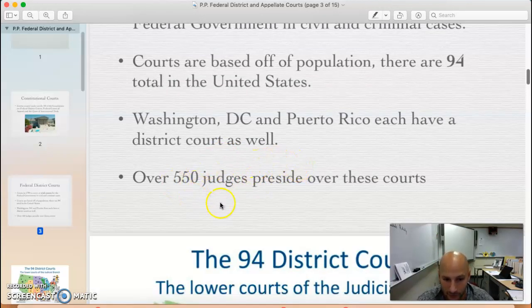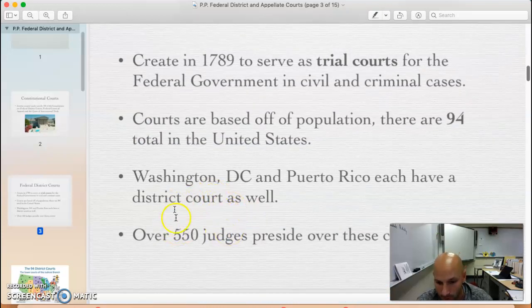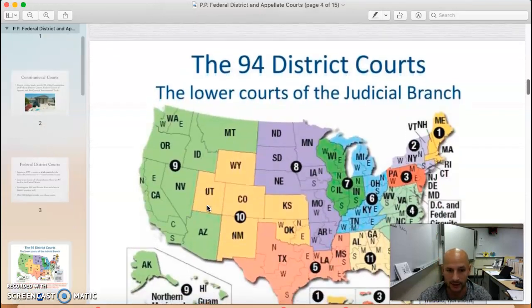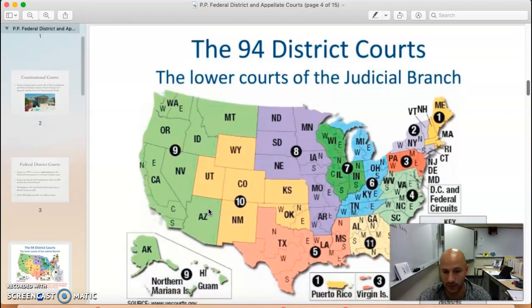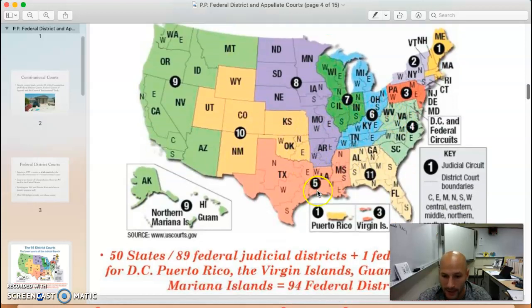There's over 550 judges that preside over these courts, and when they get moved around or one retires or passes away or whatever it may be, the president appoints these federal judges with senatorial courtesy, meaning that the Senate gives them approval. Okay? Here's a look at some of the 94 district courts. Right here, the numbers that you see are appellate courts, okay? And we have 12 of those.